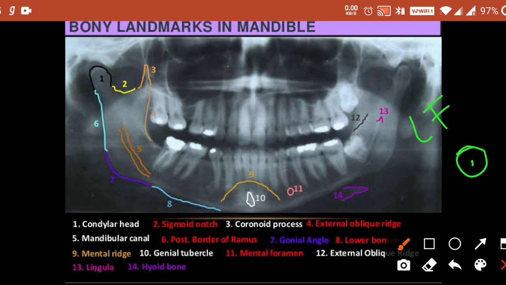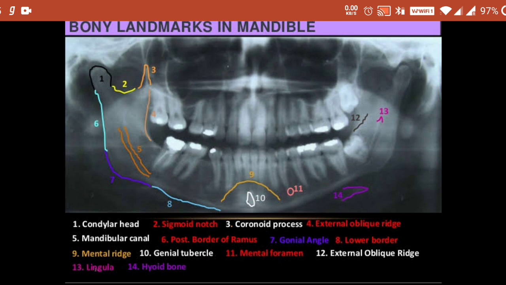So do keep in mind, in a few OPGs you might find this and in a few you might not. It is variable, but do keep in mind that there are structures called the lingual foramen and genial tubercle in the anterior region of the mandible. Then there is the mental foramina. Obviously everyone must be clear with it. The mental foramina is below the root of the first premolar, to be precise. And then there is the presence of the lingula.